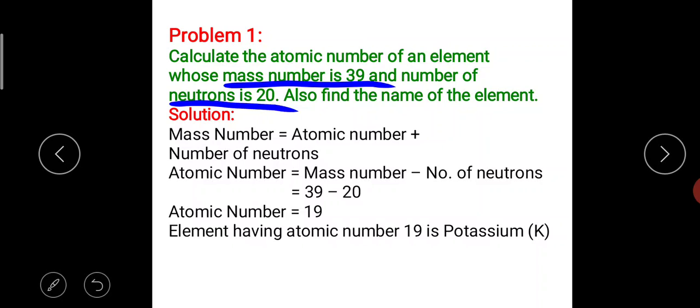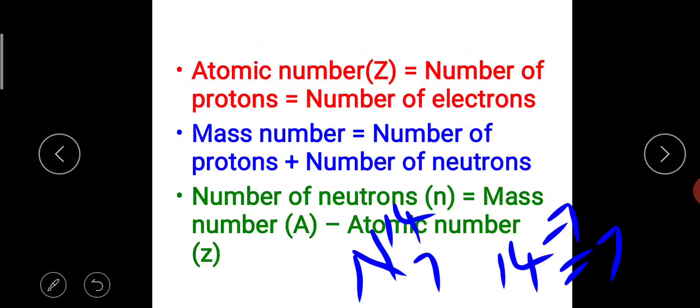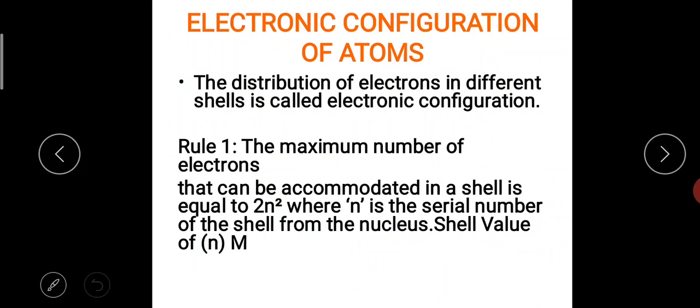In any way they may ask, you just have to rearrange only these three formulas to identify the atomic number, mass number, or the neutrons. Okay, this is a very simple problem. Now we are going to see the electronic configuration of an atom.